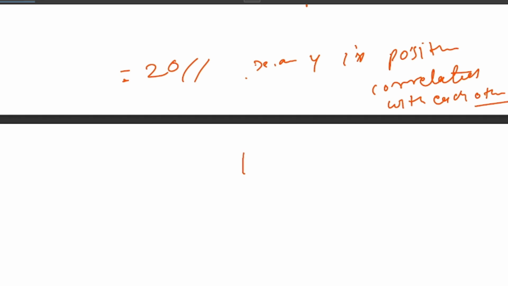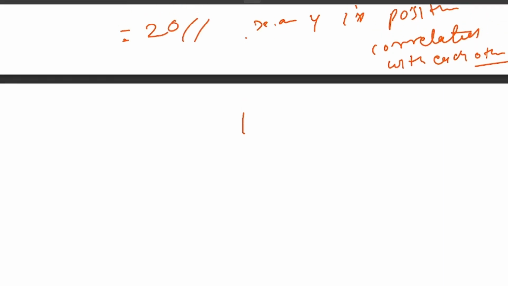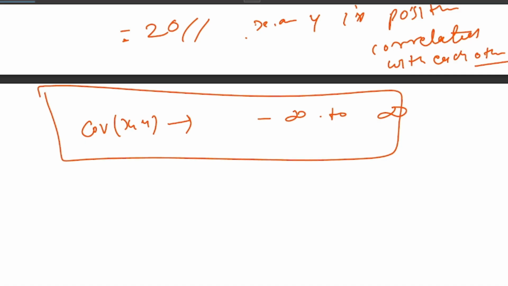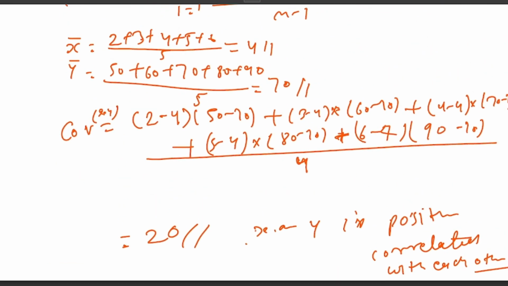But here, what is the problem? The first problem is that the covariance of x comma y varies from minus infinity to infinity. So we can't say how much it is correlated or how strongly correlated it is. Understood? And the second problem is that it has a unit. So it is unit based.